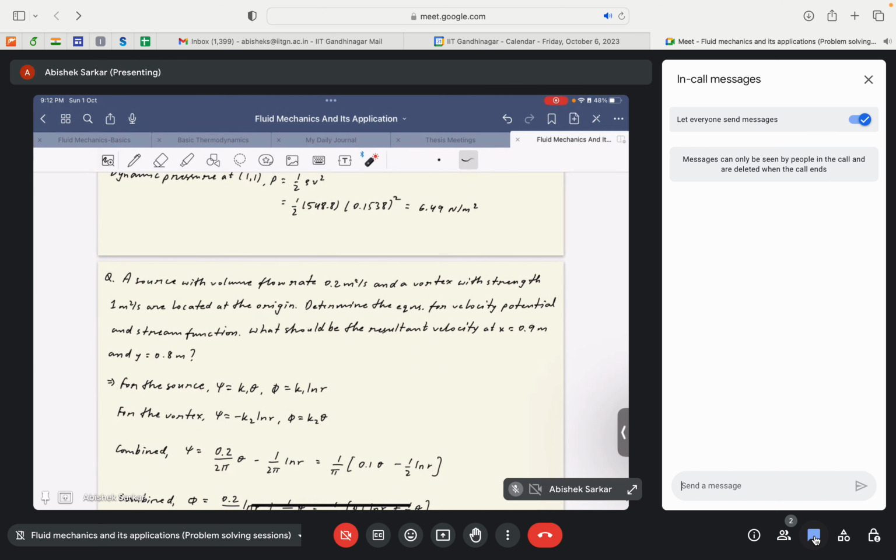A source with volume flow rate 0.2 meter square per second. See, in all the questions volume flow is given as 0.2 meter square per second, but not meter cube per second. Why? I guess I already explained many times, so I hope it is clear now. And a vortex with strength 1 meter square per second. Here, for vortex it is not told that it is the volume flow rate but the strength. So that's why source and vortex are different in that picture. Though the units are same, the source and vortex of strength 1 meter square per second are located at the origin.